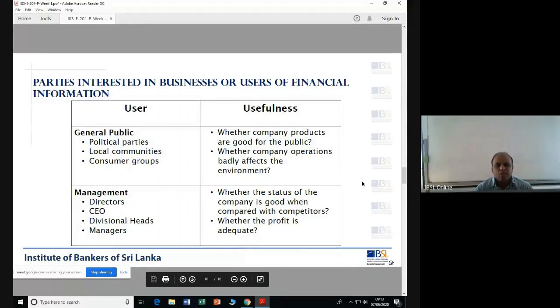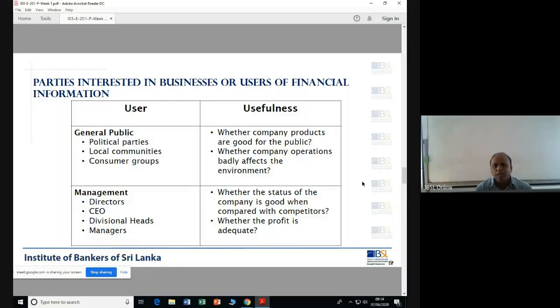The next stakeholder is the general public, like you and me. When we want to invest in companies, we look for certain things. And among those is one aspect of the financial information. So when you say general public, there could be political parties, there could be local communities, there could be consumer groups. So there are so many components of general public. The major category is general public, but there are smaller components.